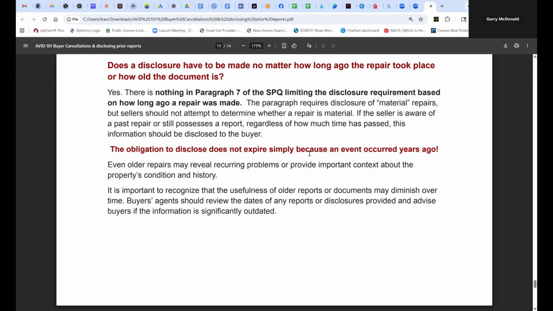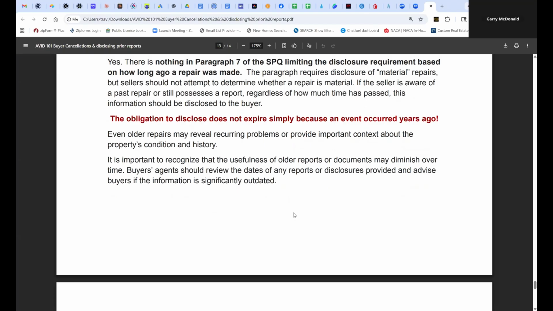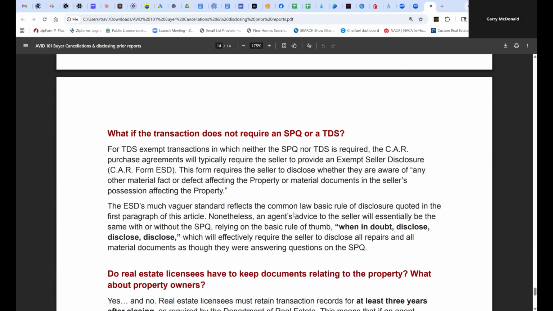It's important to recognize that the usefulness of older reports or documents may diminish over time. Buyer's agent should review the dates of any reports and disclosures provided, and advise buyers if the information is significantly outdated.